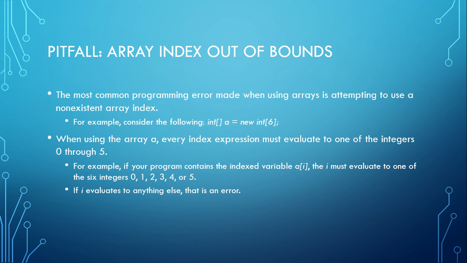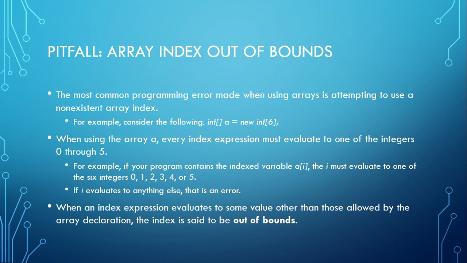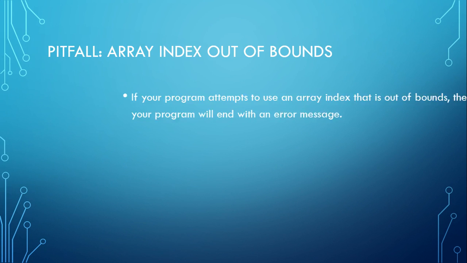So for example, your program contains index variable a[i]. The i must evaluate to one of the 6 integers 0, 1, 2, 3, 4, or 5. If i evaluates to anything else, that's an error. When an index expression evaluates to some value other than those allowed by the array declaration, the index is said to be out of bounds. And that's the error that we get, an out of bounds error.